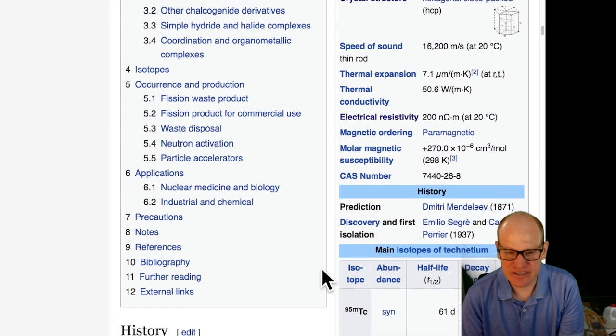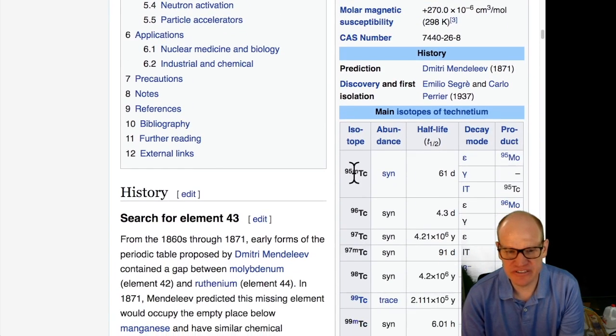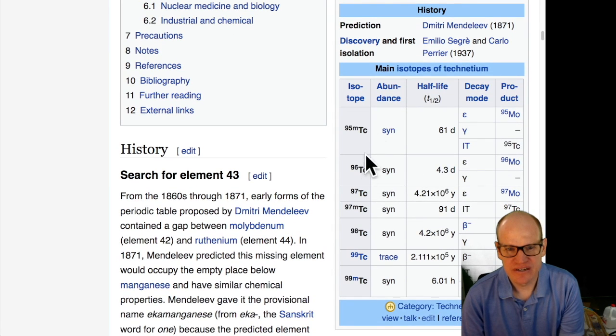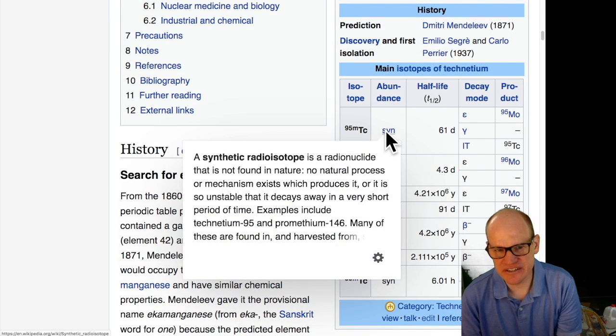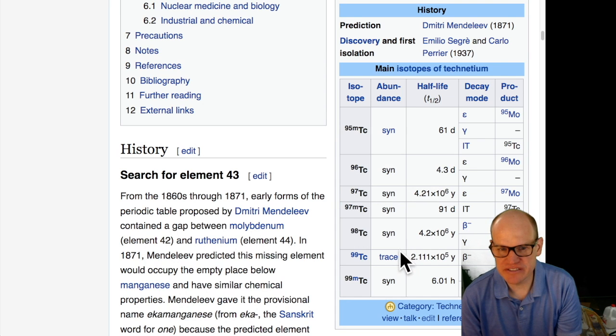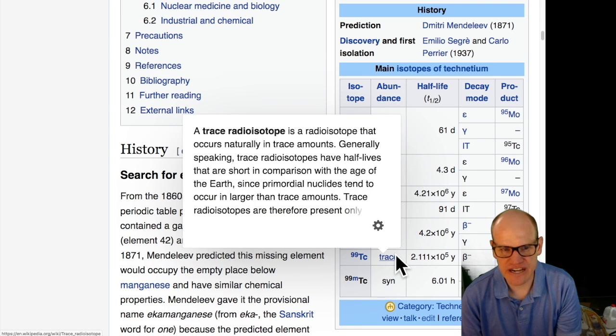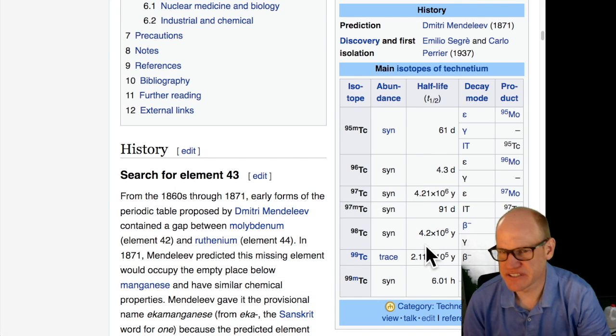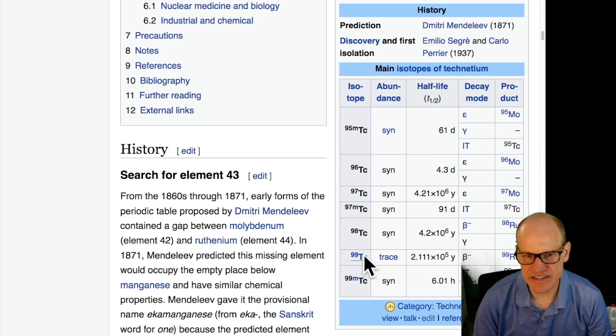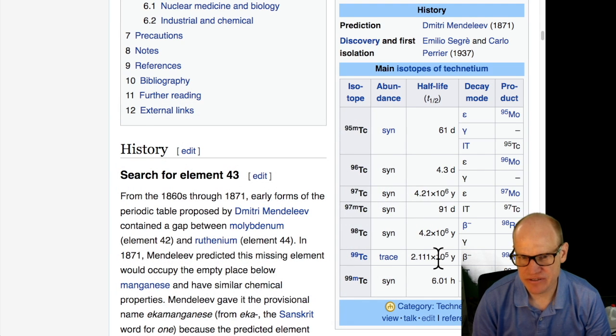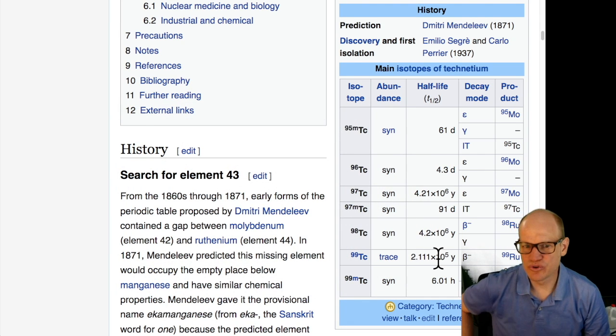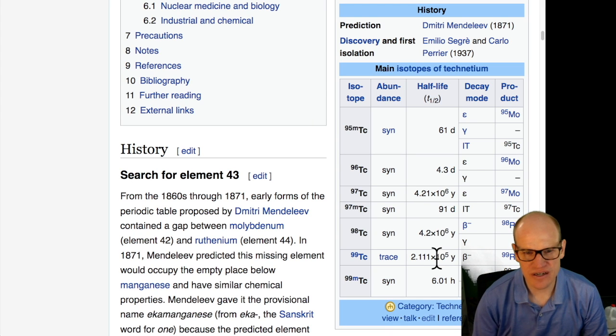Okay, here are the different technetium isotopes. For the abundance, this "syn" is synthetic. This "trace" means that it actually does occur naturally, but it's very short-lived relative to the age of the solar system. This Technetium-99 has a half-life of 10 to the 5 years, so that's 200,000 years. Here is one that has an isotope of 4 million years.